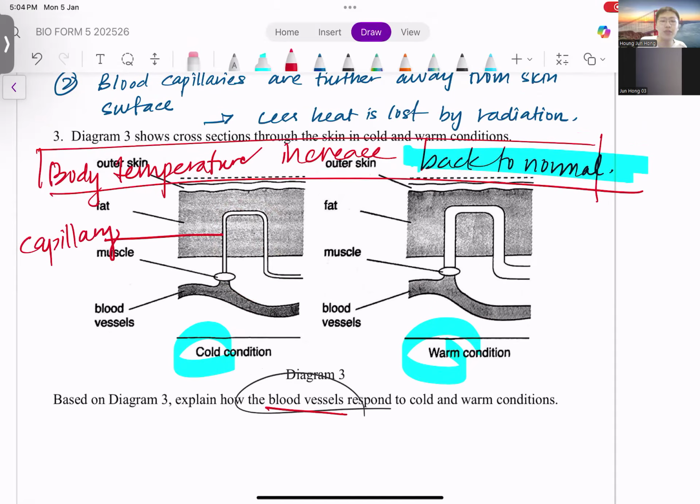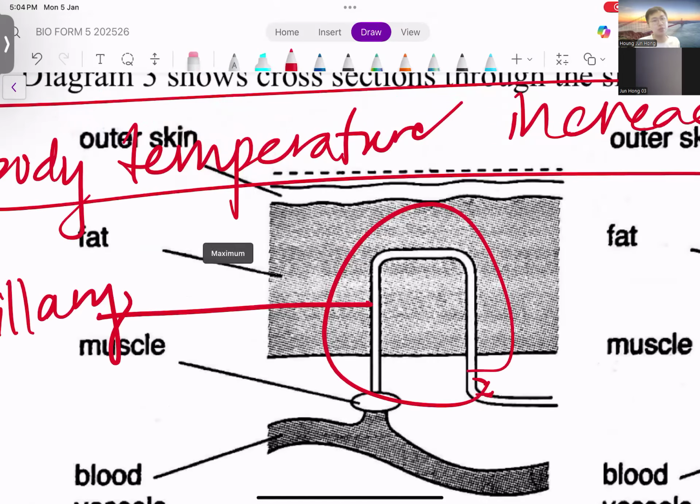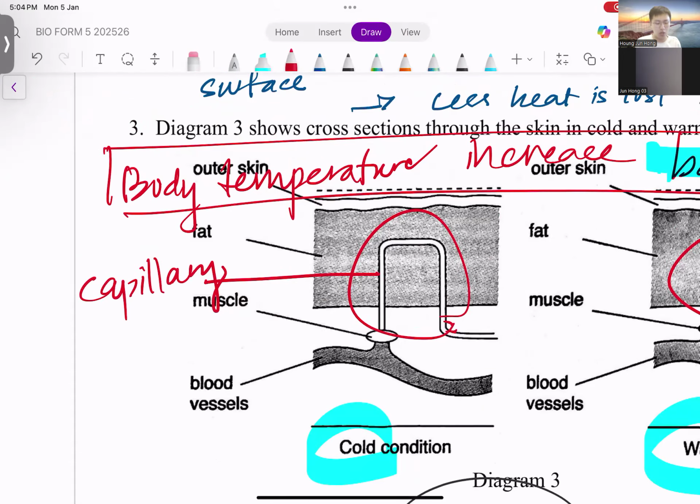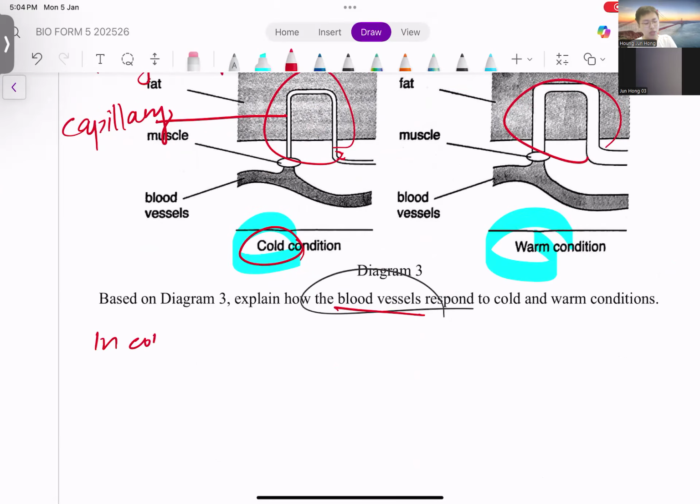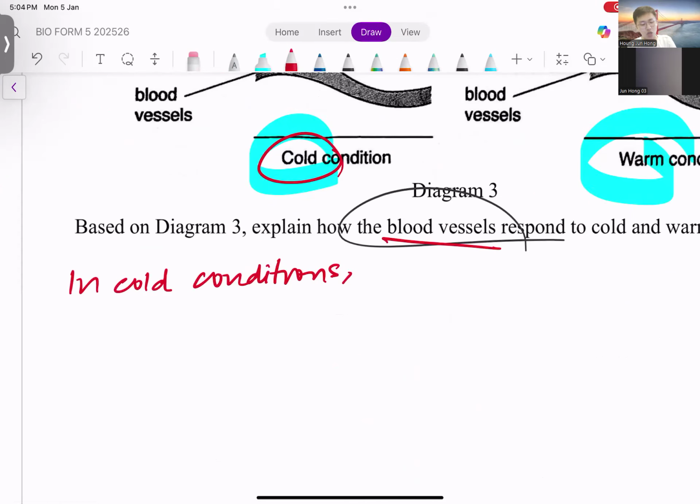So in the whole blood system, you are going to expect this is thinner, this is thicker. And I believe the logic should be able to kick in: why is it smaller? Because you want to reduce the blood further away from the skin. And why? Because it's cold. I want to reserve my heat. I don't want my heat to get lost when I go to the skin. So with that, you should have your point already. In cold condition, what happened here? We call it vasoconstriction.